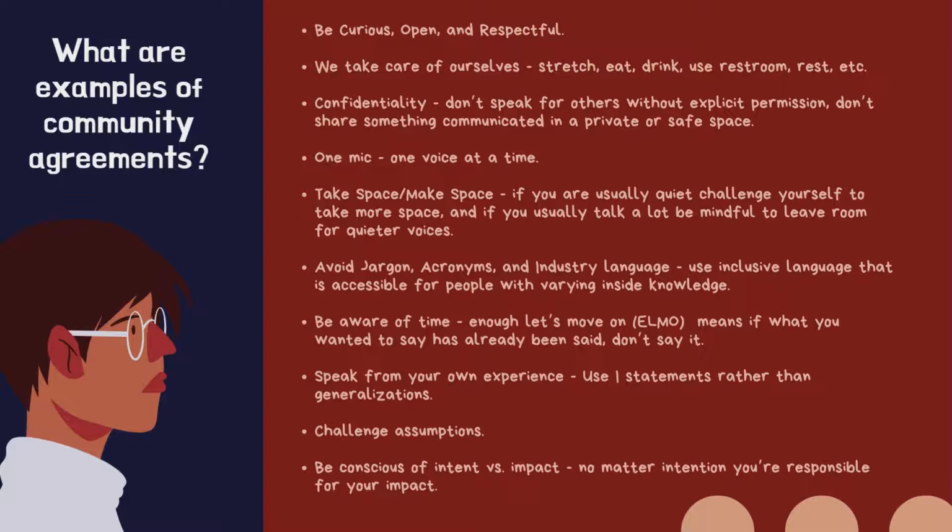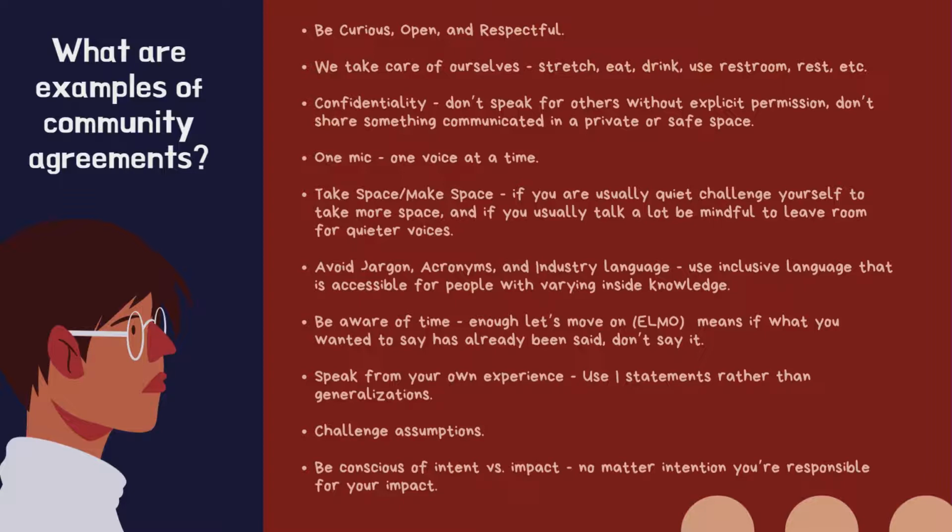Speak from your own experiences. Use I statements rather than generalizations. That's very important to making sure that you're not offending people while you're getting your point across. You want to challenge assumptions. Make sure that you are not feeding into stereotypes and things that people may think about you without proof and evidence. So, challenge all the assumptions.